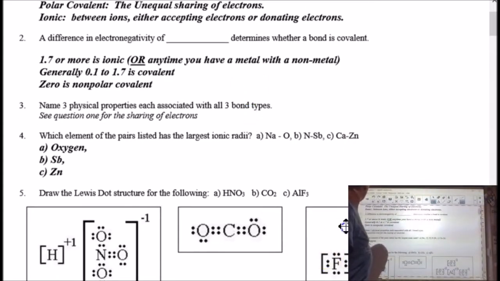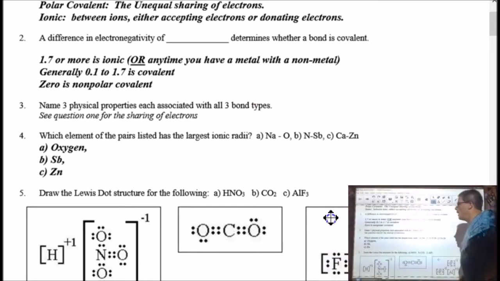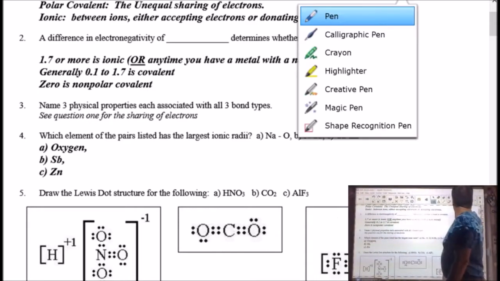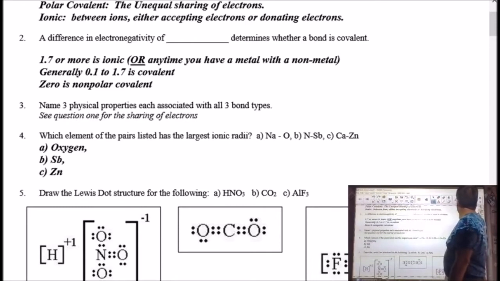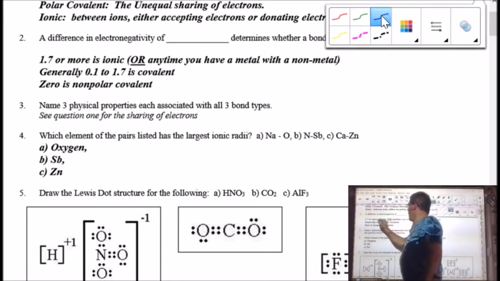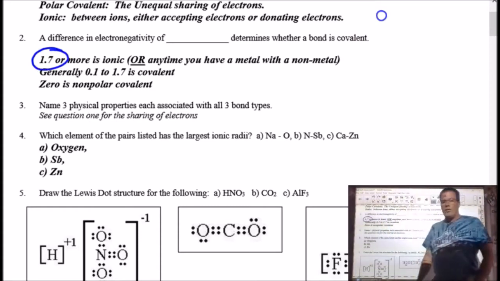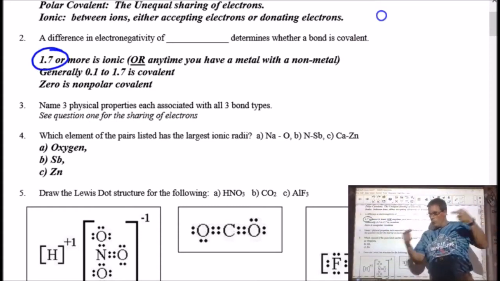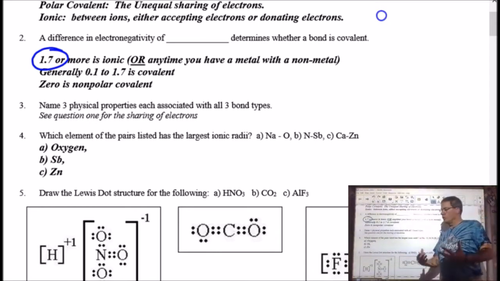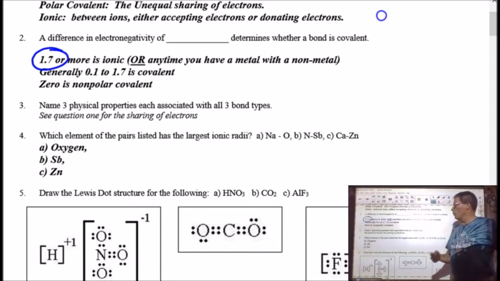And number 2 asks, the difference in electronegativity determines whether a bond is covalent. So again, these are general trends. If you have a difference of 1.7 or higher between atoms' electronegativity values, then you're looking at an ionic bond, which is the stronger of these three types that we're talking about here.